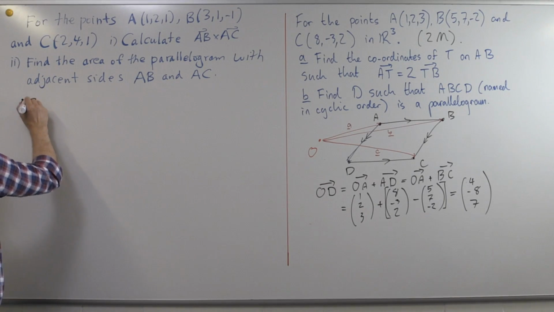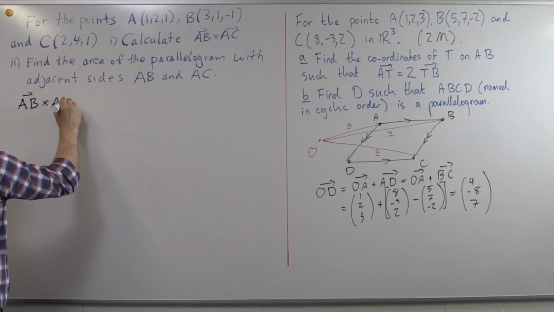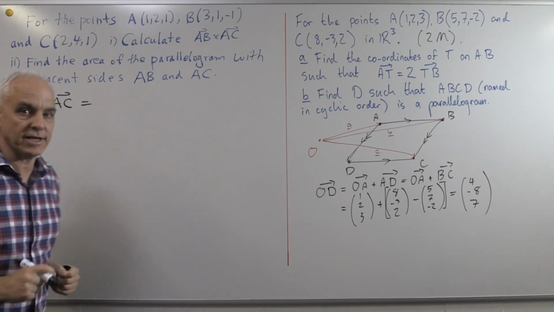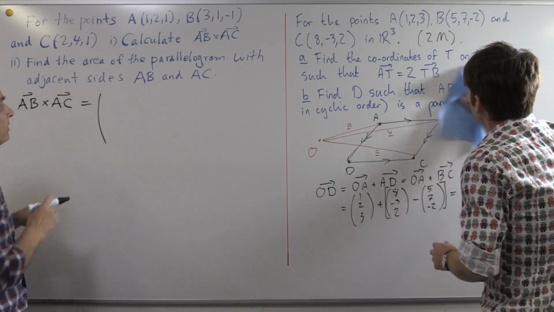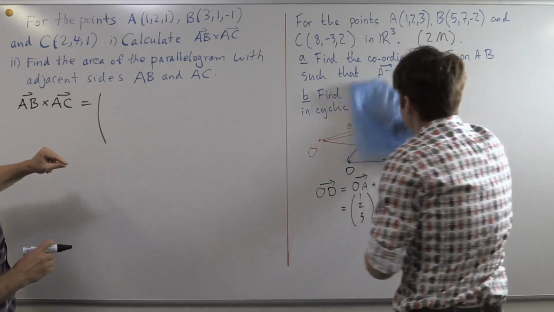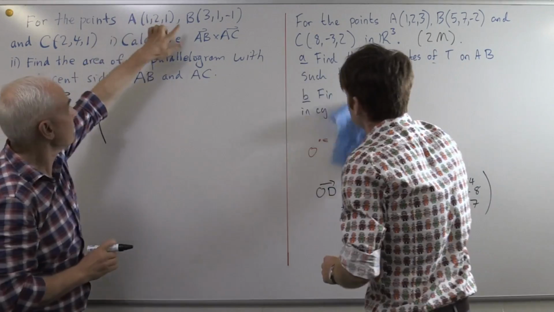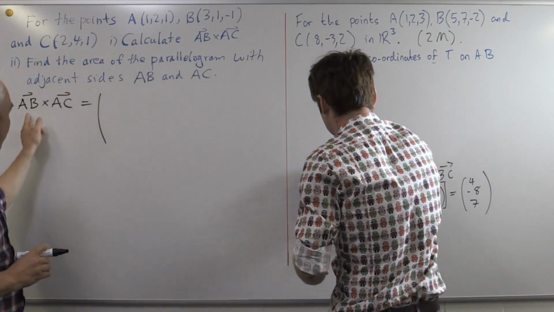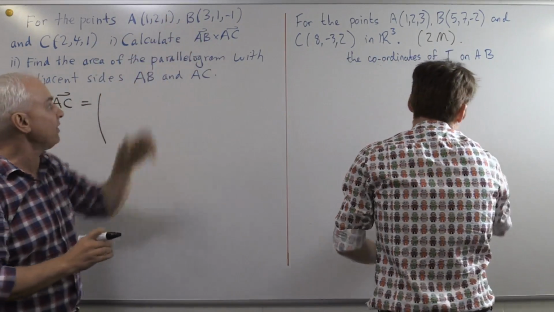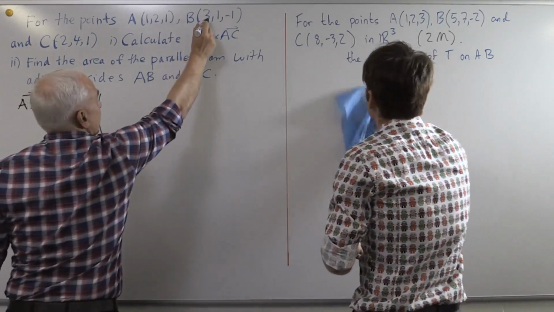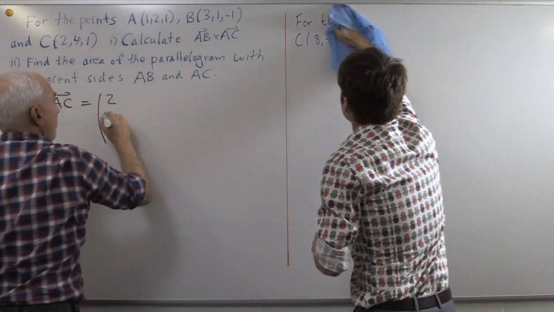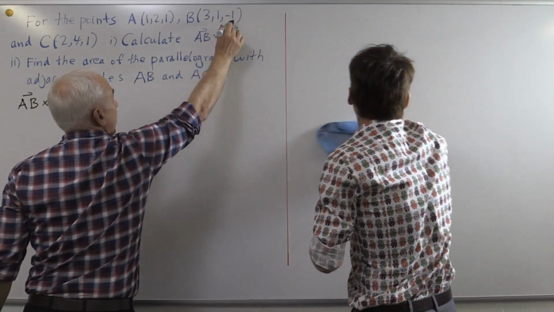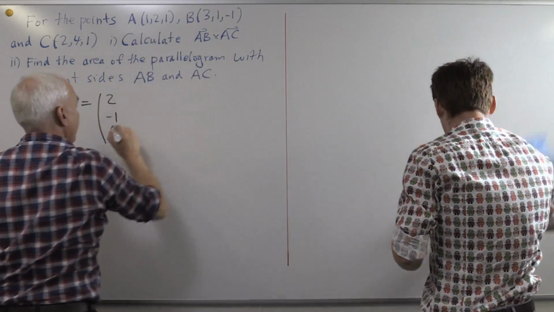So AB cross AC. Okay, so this is a test. We want to save time. So let's just write down what these vectors are. We know how to do that. It's the same kind of thing we were just doing before. So we have points A and B. So the vector AB is going to be the difference between these points. So I can just write that down. So 3 minus 1 is 2, 1 minus 2 is -1, and -1 minus 1 is -2.